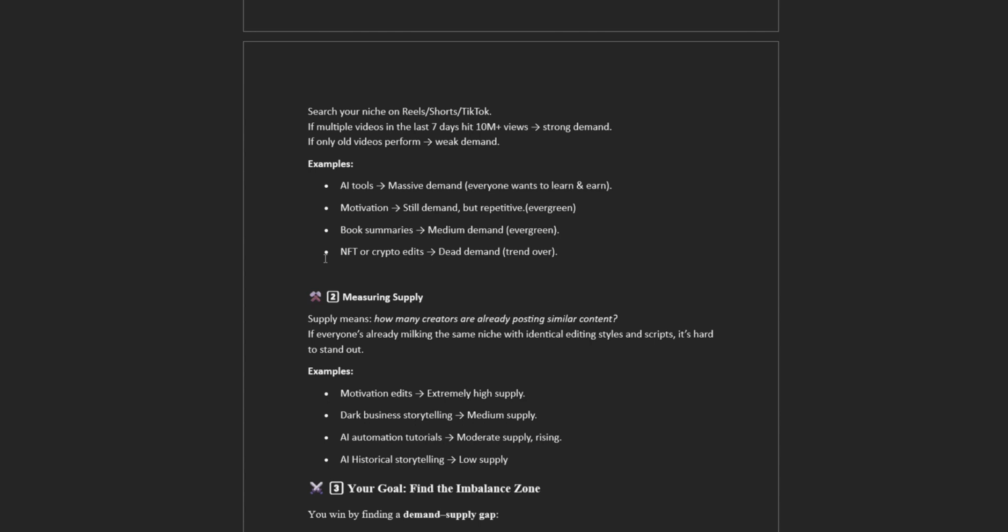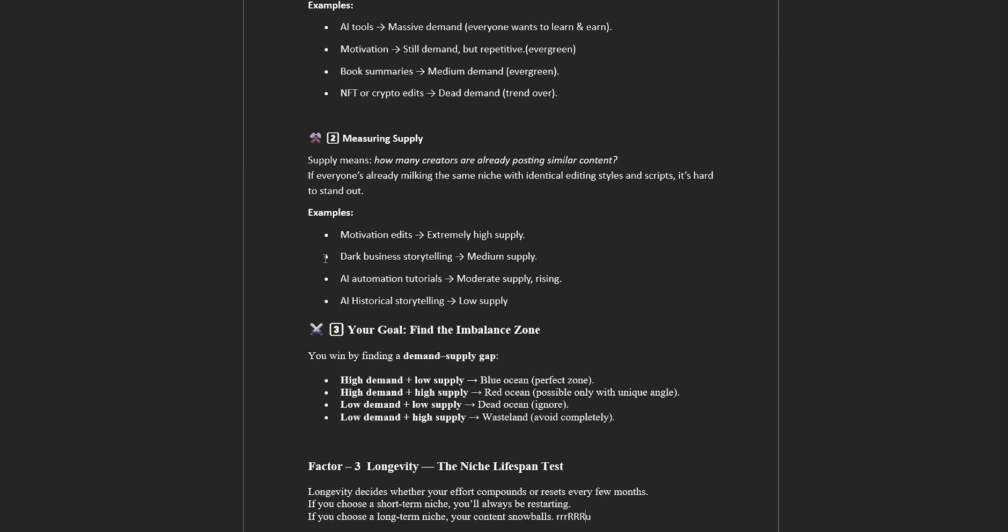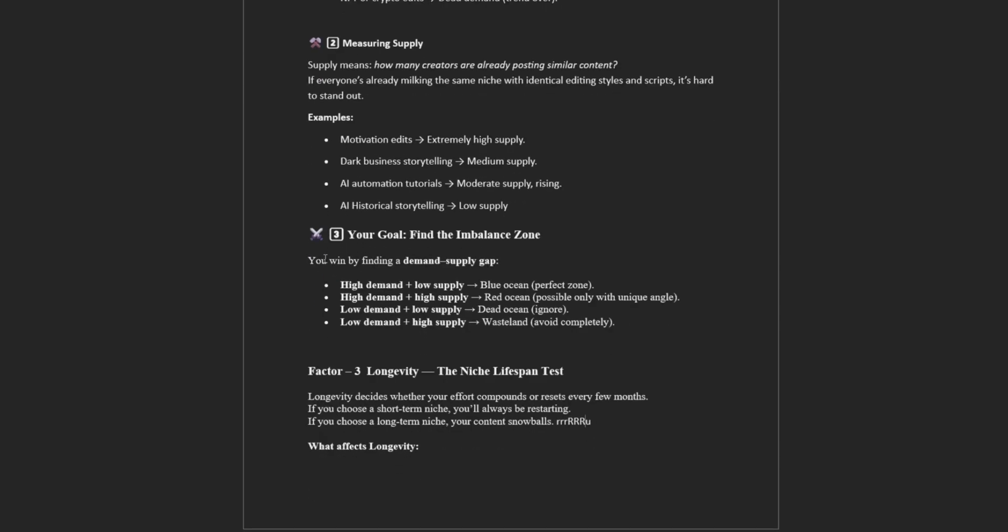The second point is, how do you measure supply? Supply means how many creators are creating the content you want to create. For example, motivation edits are extremely high supply. And something like AI storytelling was low supply in the past, but it's quite catching up now.